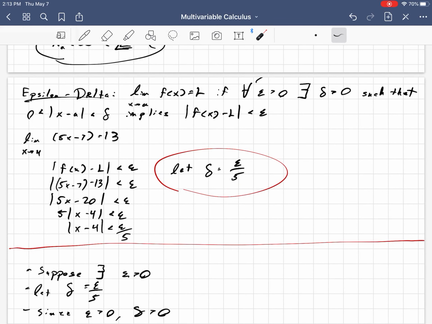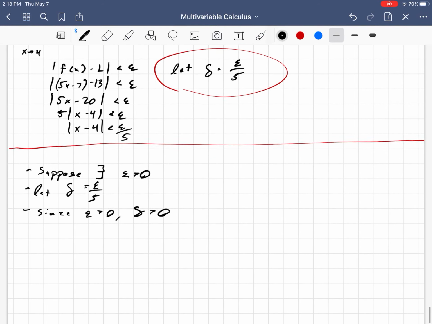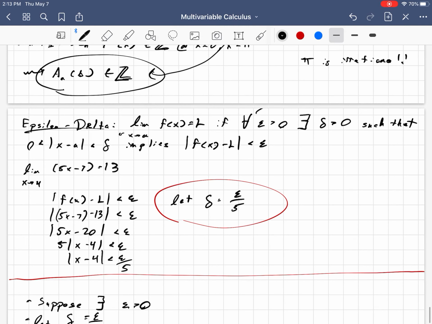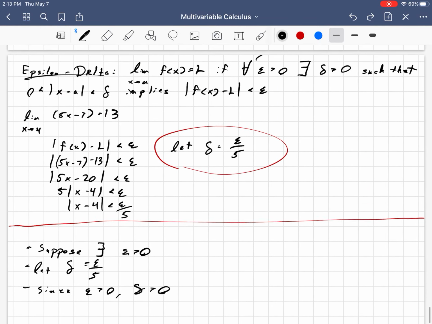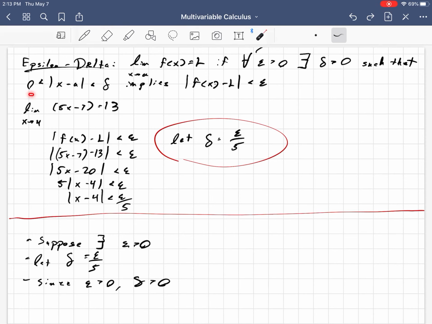Now, from this part of the definition here, we have to show that 0 less than the absolute value of x minus a less than delta implies the absolute value of f of x minus L is less than epsilon. And if we can show that, then we've shown that the limit as x approaches a of f of x equals L by definition.